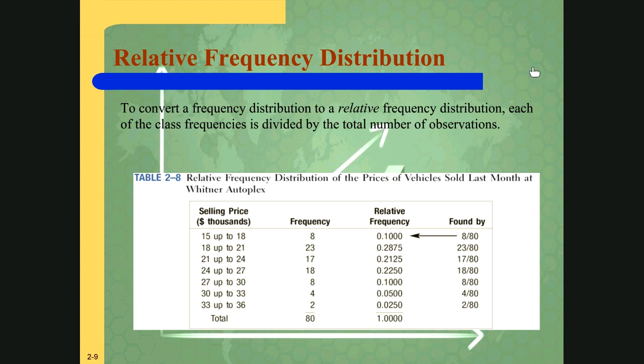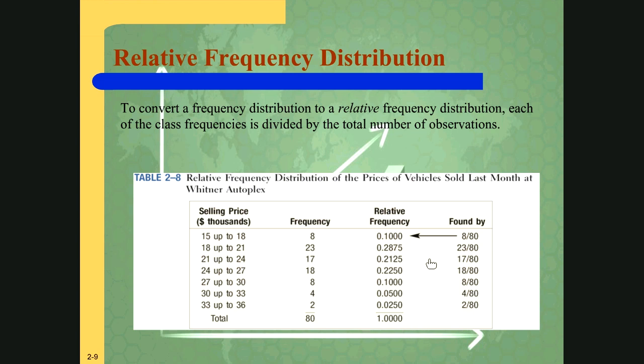So to convert a frequency distribution to a relative frequency distribution, each of the class frequencies is divided by the total number that we saw earlier. So we see on the left side the selling price, the frequency, the relative frequency, and that is the frequency here, 8, divided by the total number, 80, gives you 0.1 or 10%. And if we go down to each of the classes, this should always add up to 1 or 100%.